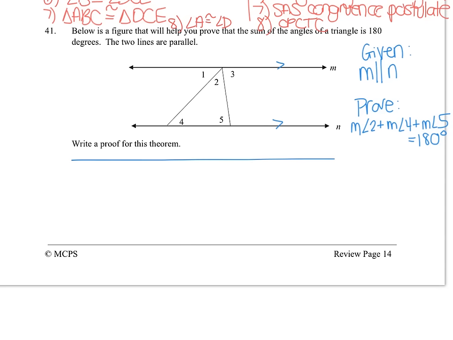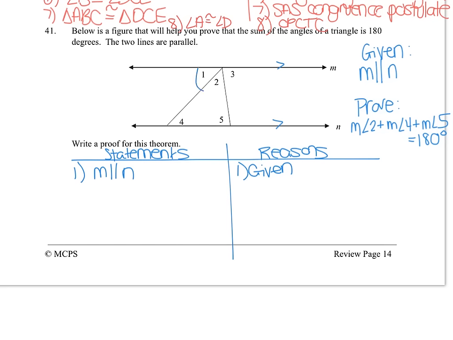The first thing I'm going to do, as always, is make my 2 columns, and I've got statements and my reasons. So I'm going to start out with my given, which is that line M is parallel to line N. Because line M is parallel to line N, I've got different sets of parallel lines cut by transversals. So I've got this transversal here and this one here. This tells me that angle 1 is congruent to angle 4, and angle 3 is congruent to angle 5 for the same reasons.